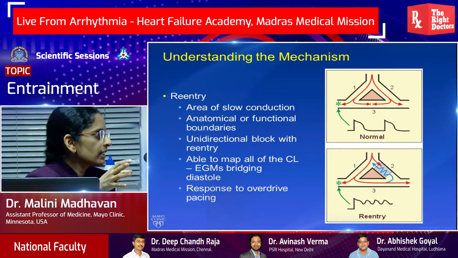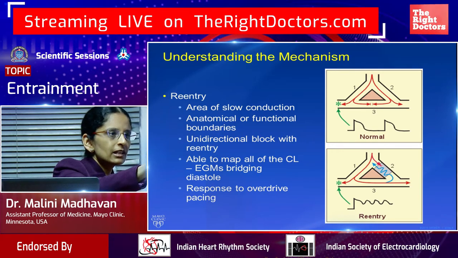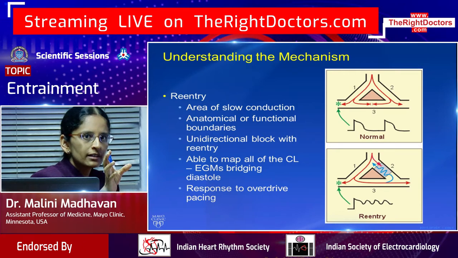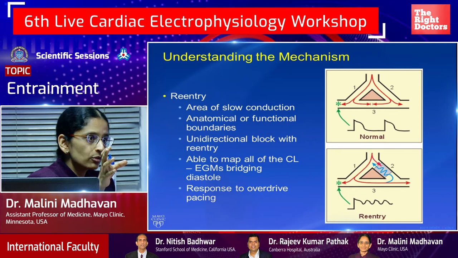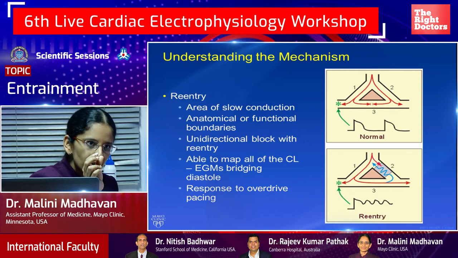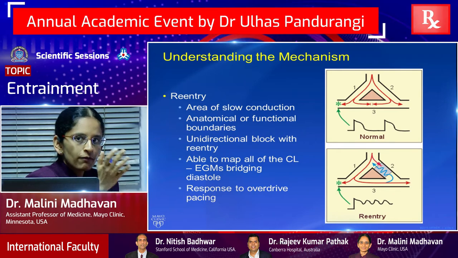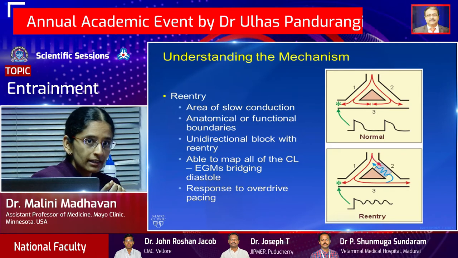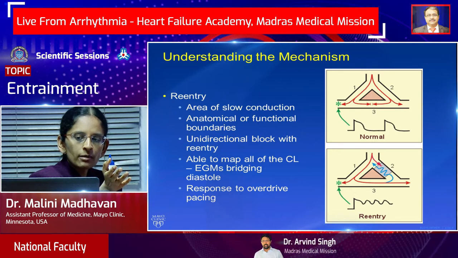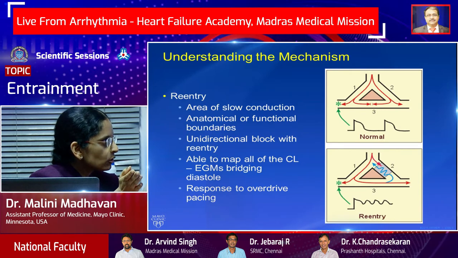So what is reentry, how does it start, and how does entrainment work in reentry? Entrainment is basically a maneuver that you use to determine that a tachycardia is reentrant and not automatic or triggered. Some of the prerequisites for re-entry are that you have an area of slow conduction within the myocardium, and that the area be bound by some sort of anatomical or functional boundaries. It doesn't always have to be anatomical. The boundaries may occur just during tachycardia, meaning they would be functional. But there has to be some kind of boundary that bounds this critical isthmus or critical area of slow conduction.